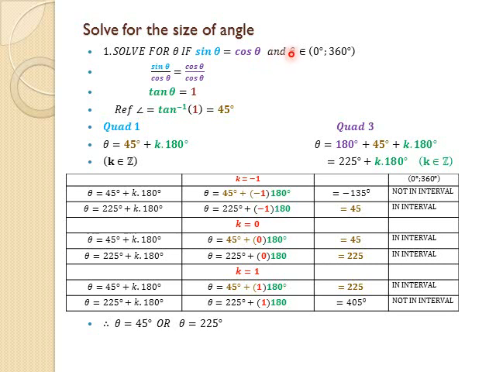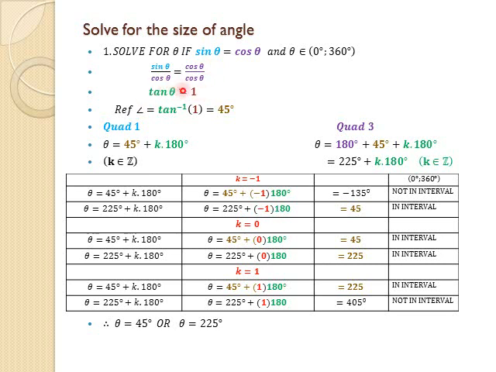They gave me the interval: theta is an element from 0 degrees to 360, so only considering one full rotation from 0 till 360. Once we have sine and cos on either side of the equal sign, we will always try to make it tan. So I can say sine divided by cos, and cos divided by cos. Sine divided by cos gives me the quotient identity: tan theta equals sine over cos, which I assume you know. Cos theta divided by cos theta gives me 1.